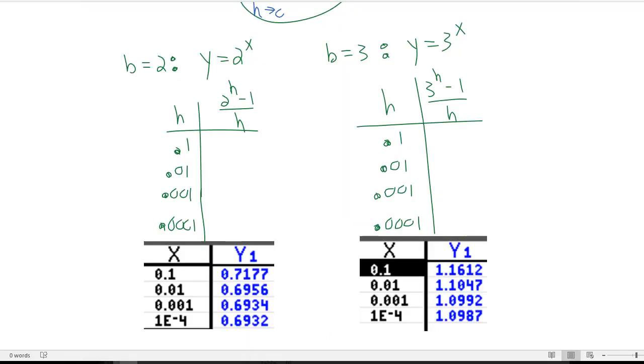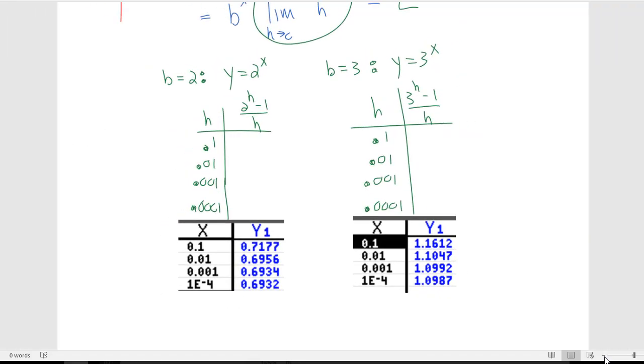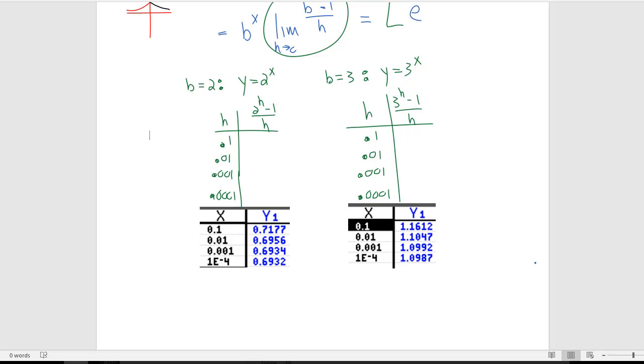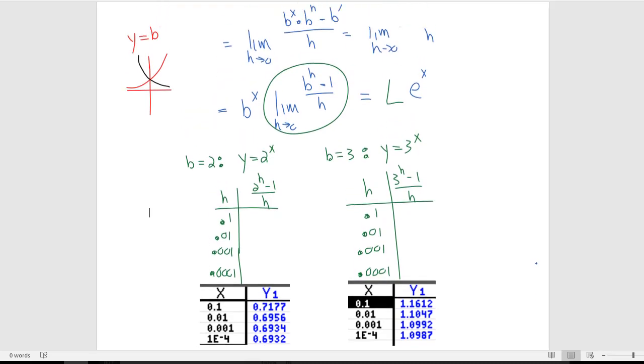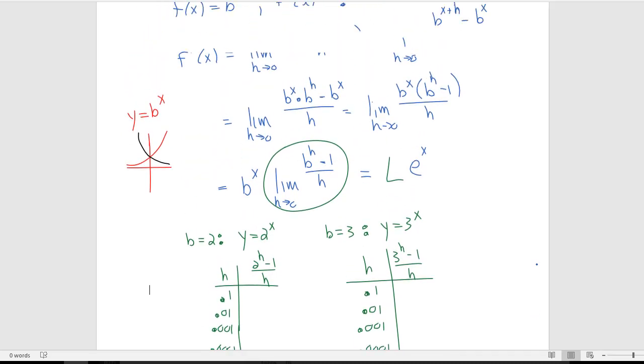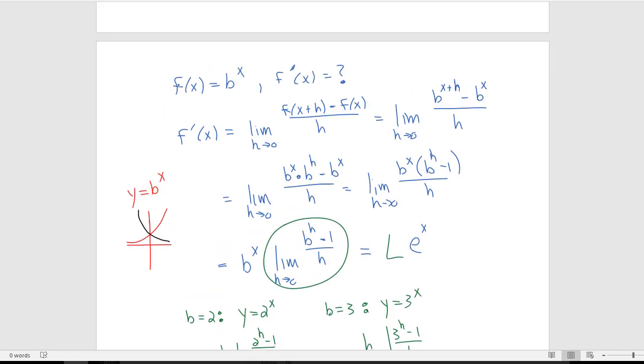Now let me zoom out for a moment because I want to summarize what we've just discussed. I hope you can still see this as I zoom. What we started off discussing is: what is the derivative of an exponential function? What's the derivative of y equals b to the x?